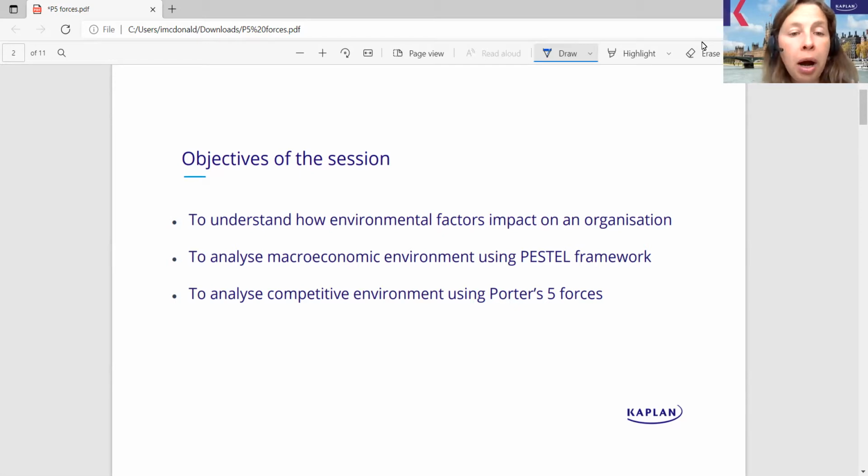When we're talking about the macroeconomic environment, we're going to think about how the PESTLE framework will help us to understand those factors. We're going to look at political, economic, social, technological, environmental, and legal factors. When understanding the competitive environment, we're going to look at an approach called Porter's 5 forces to think about the factors that influence the degree of competition our organization is exposed to. So let's now consider how those factors work together.